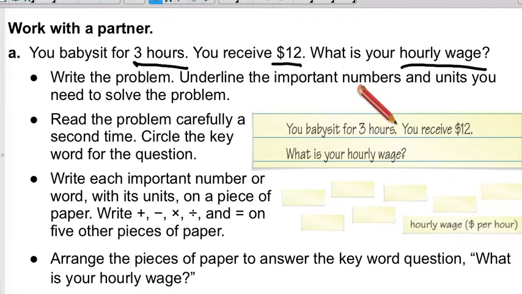Okay? Do I know the hourly wage? No. I don't. I know what she got. And this $12 is the total. Just a note to myself. That's how much she got.